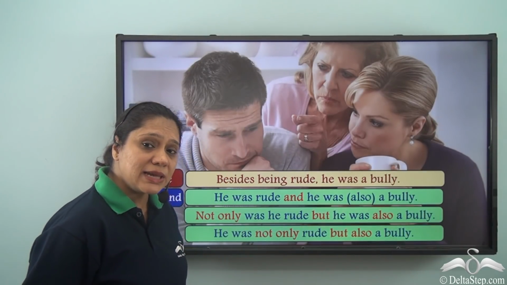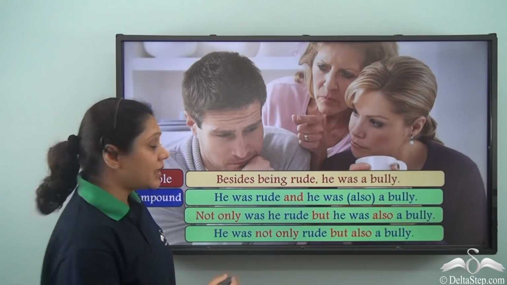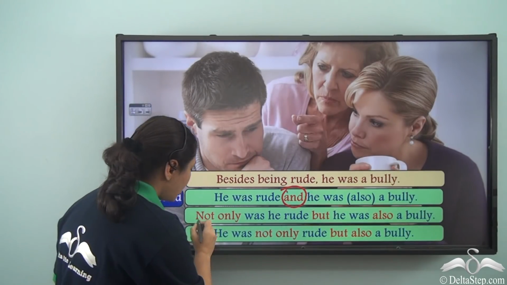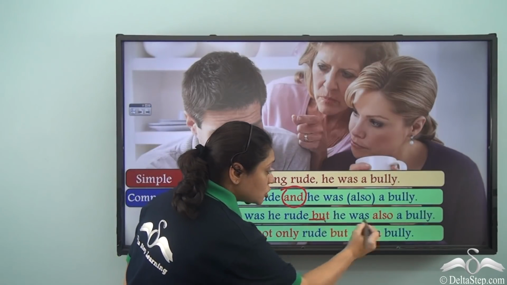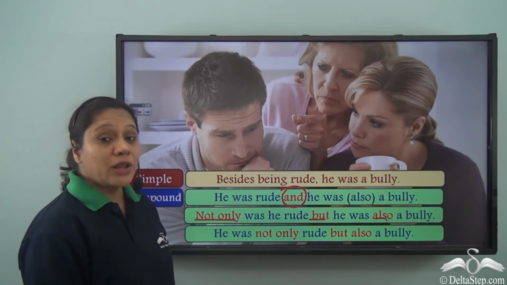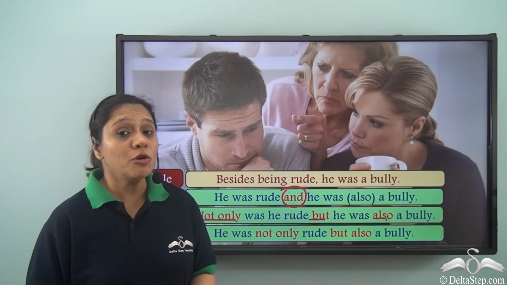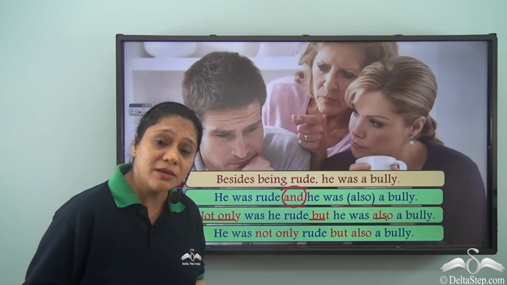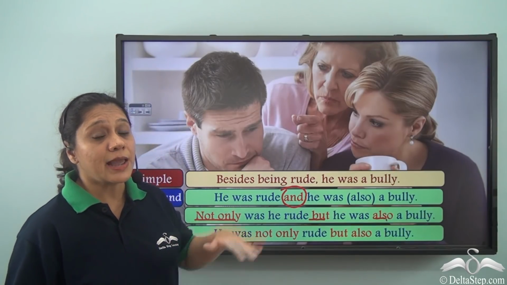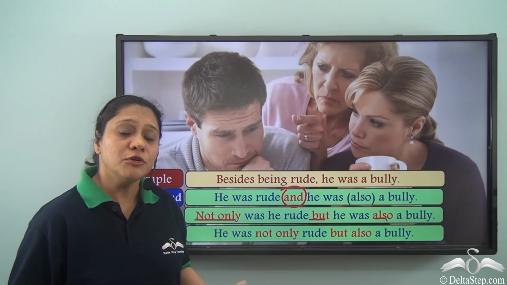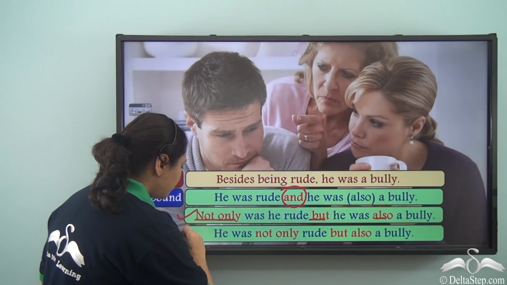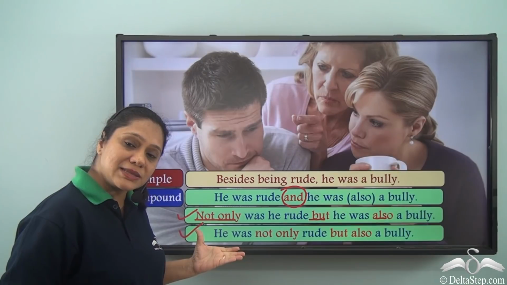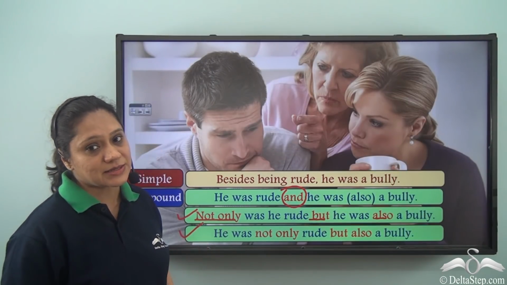So what have we seen here? We are seeing that we can use the conjunction and, we can use the correlative conjunction not only but also. Now sometimes you may be asked to rewrite this sentence in another way without using and. Then what will you do? You will use these two ways, not only but also, and any of the ways that you use is correct.